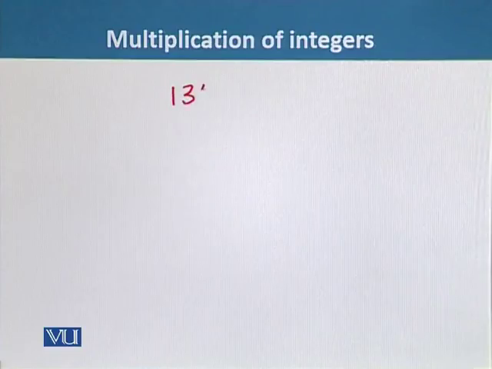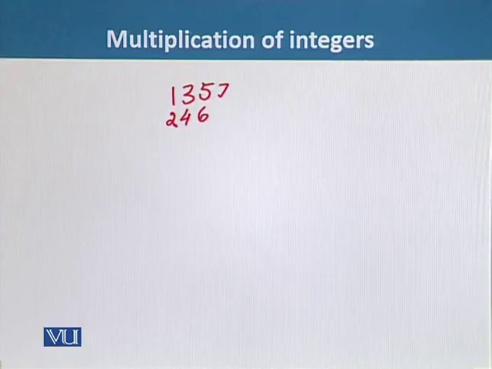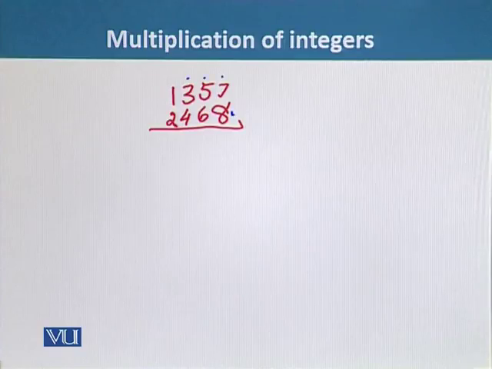These are all odd digits, 1, 3, 5, 7, and we will multiply them with the even digits 2, 4, 6 and 8. We all know how to solve this problem. First we multiply the digit 8 with 7, 5, 3 and 1. We multiply 8 with 7 and get 56, and so on, and ultimately we get the answer 10, 8, 5.